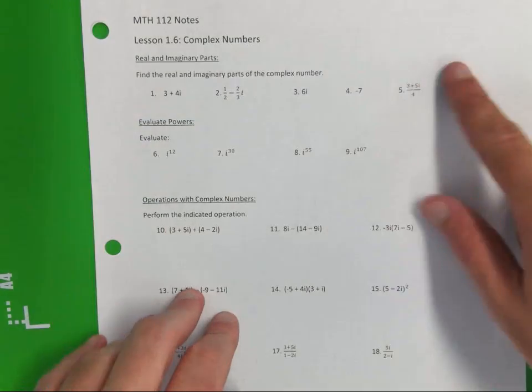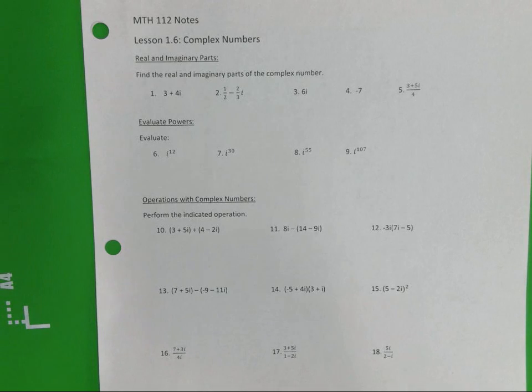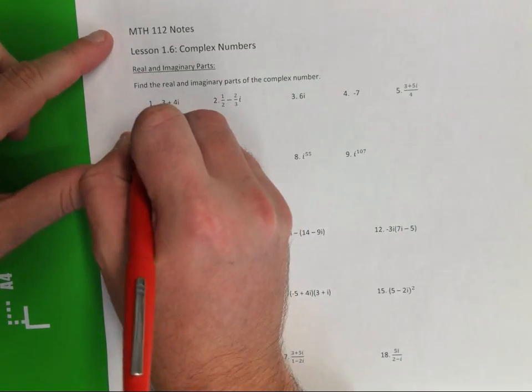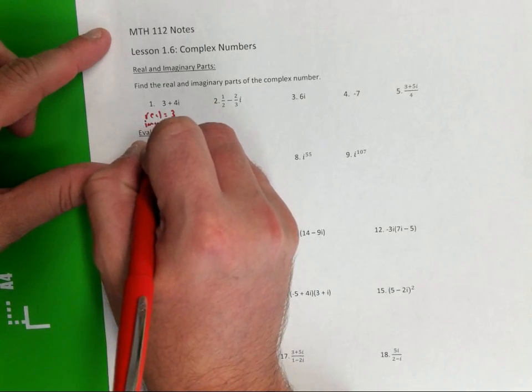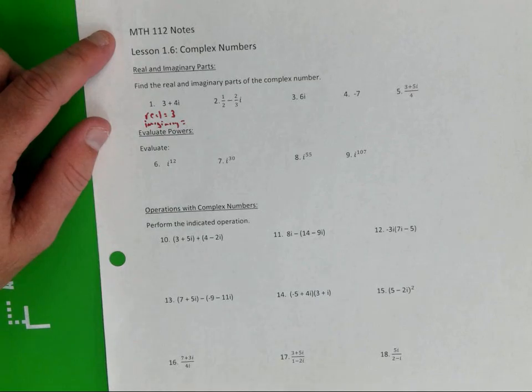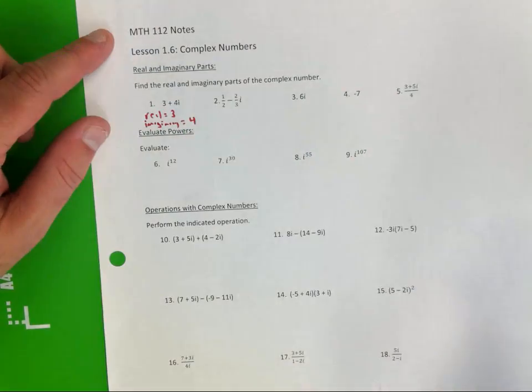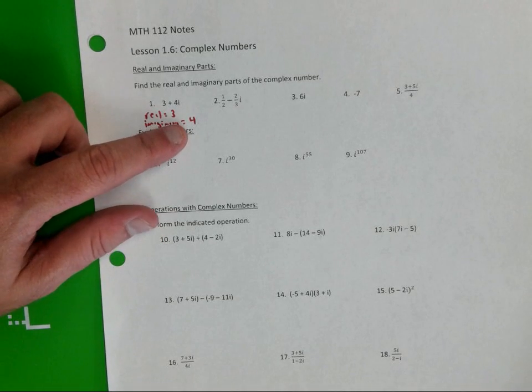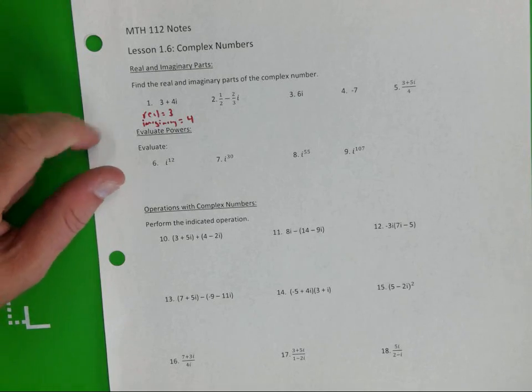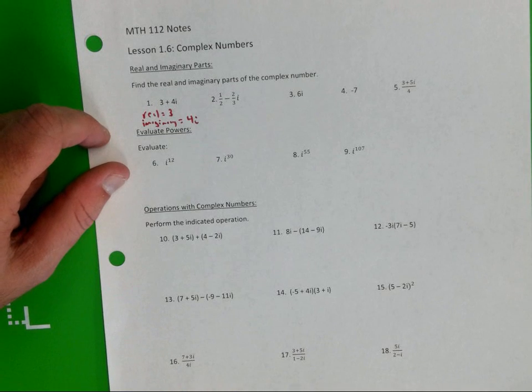Alright, so on these first four here, all you're doing is identifying the real and the imaginary, okay? What will be my real part in number 1? 3. So you're going to put real equals 3. What will be your imaginary? Okay. You just put 4. Even though it's 4i, you just put the coefficient in front of the i. The imaginary is 4, okay? You know what? It doesn't bother me. The author's textbook said 4. Let's just put 4i because that's really what it is.